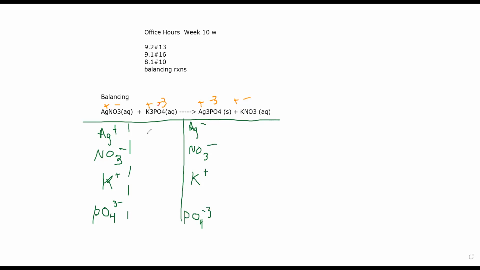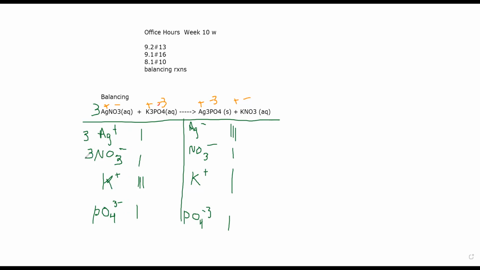Now, already on my product side, without doing any coefficients, I'm going to have 1, 1, 3, 1. On my product side, I've got 3, 1, 1, 1. And what I need to recognize is that I need to change these numbers around without changing the subscripts, only changing the coefficients out front. So for example, if I put a 3 here, that's going to triple both of these. I can't do one or the other. I have to do both.